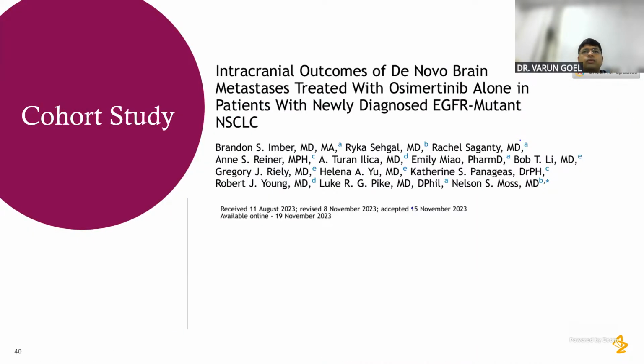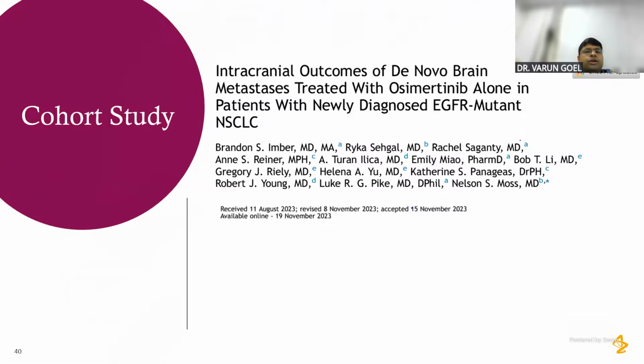So with the advent of these drugs, with the availability of these drugs, and now with our growing experience and evidence, if patients are asymptomatic, even in slightly symptomatic patients, we try to avoid radiation. Just give these targetable TKIs, and results are there.